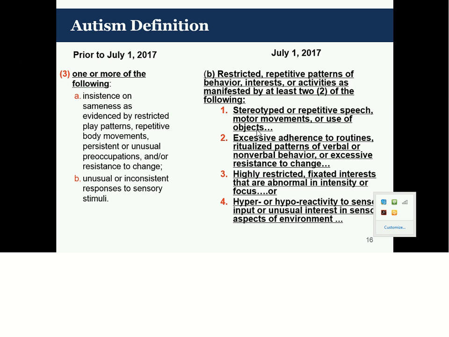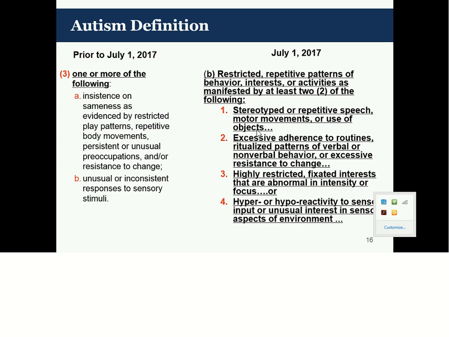The third characteristic that was in the prior definition is now part of Part B. So we have a Part A and a Part B that must be present in order for a student to meet the criteria for autism. Part B states that there are restricted and repetitive patterns of behavior, interests, or activities as manifested by at least two of the following four types of symptoms.